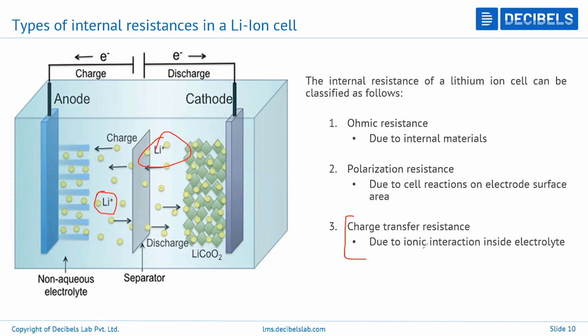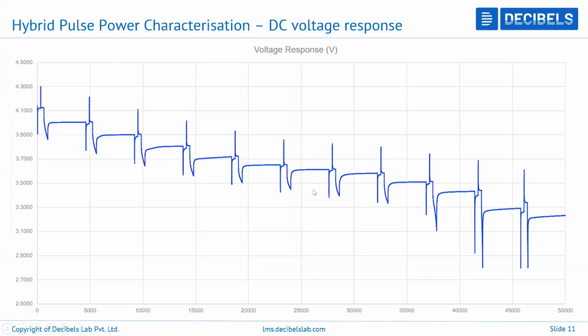Some loss occurs here as well, and that is called charge transfer resistance. So these are the three types of internal resistance that you can classify. In AC current, this becomes much more elaborate, but in DC current, you are able to observe this very easily.